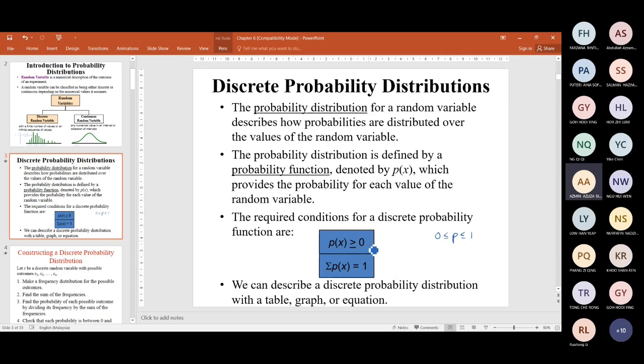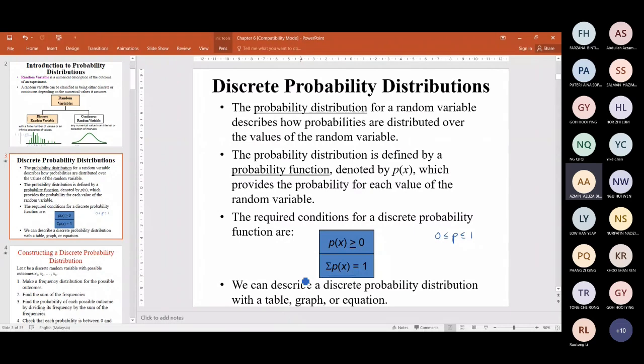Okay, the condition for the discrete probability distribution is just the same as for normal probability. We know the total must be 1. The sum of all probabilities must be 1. And for this one also we can use a table, graph, or equation to describe the discrete probability distribution. Normally we just use a table only. Like last time, we also used a table to display the probability distribution.